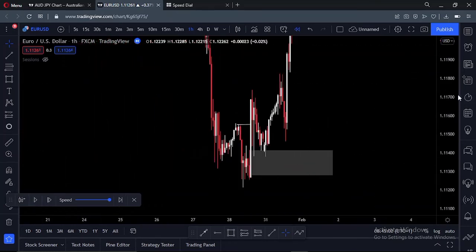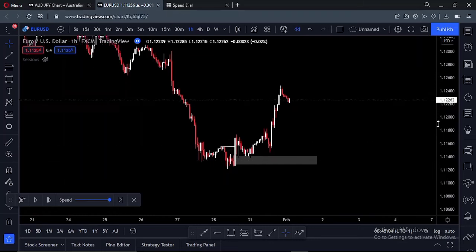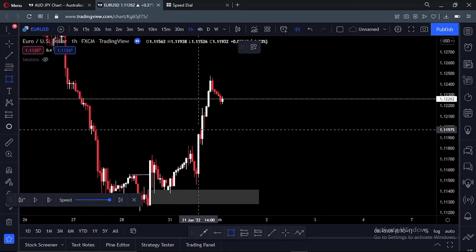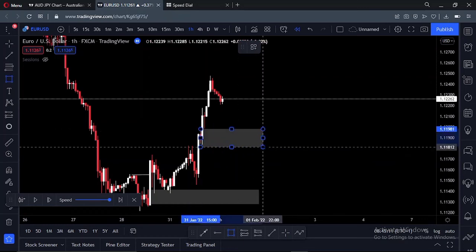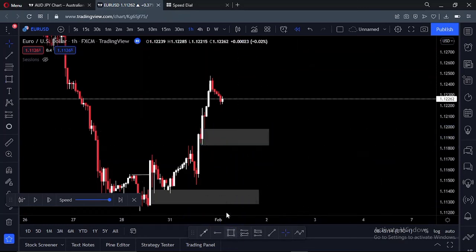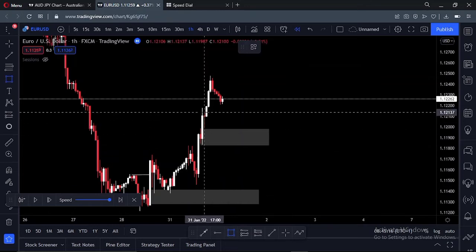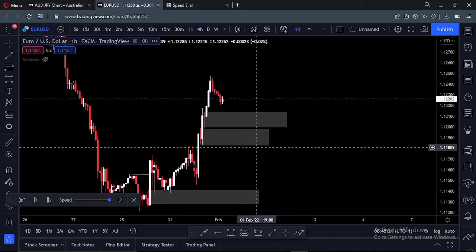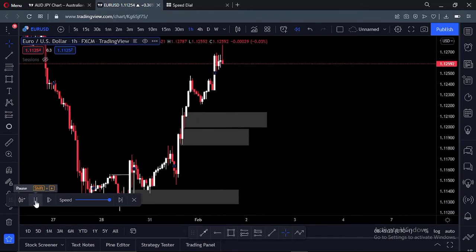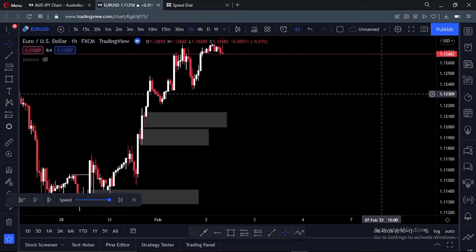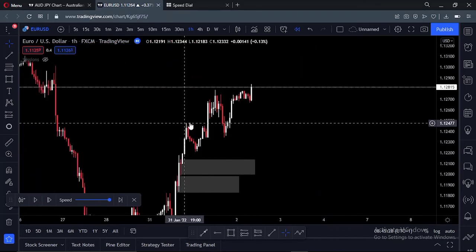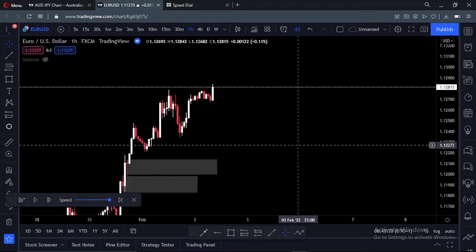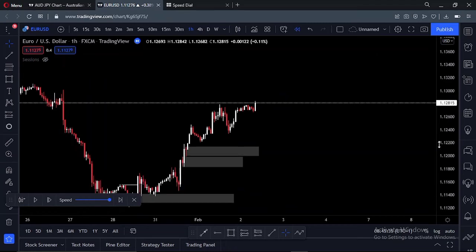And price kept trading higher, breaking structure, creating a series of demand zones, created this, created this, broke the structure again, broke structure from here, created this zone, reacted to it, went back up. So that's basically a demand zone scenario.